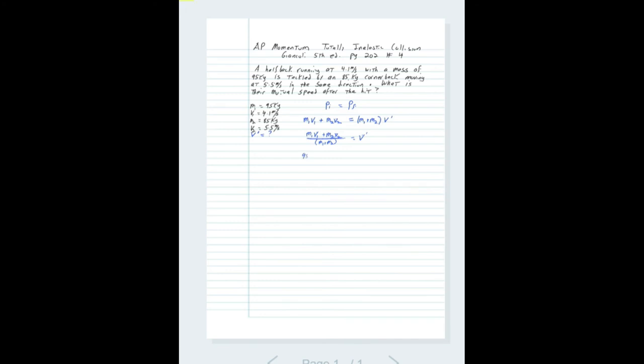So I have 95 kilograms times 4.1 meters per second plus 85 kilograms times 5.5 meters per second. Notice I called them both positive velocities. They're both moving in the same direction. And then divide by the total mass, which is 95 kilograms plus 85 kilograms, so that'd be 180. So we plug that in the calculator, and I get that V prime is 4.8 meters per second. We have two sig figs here.